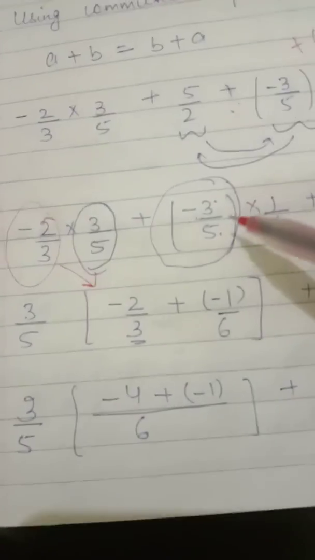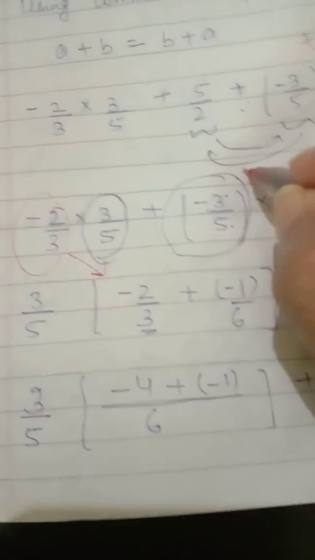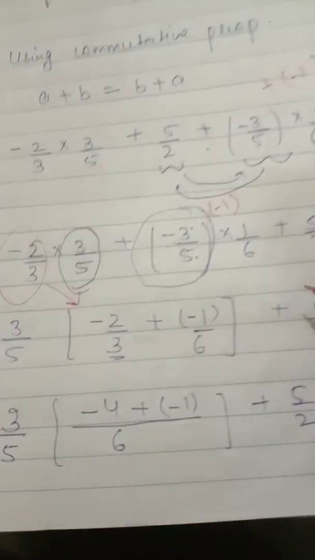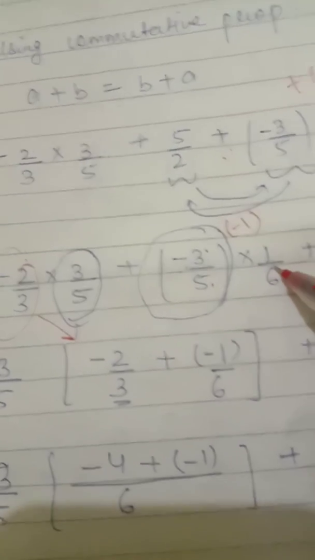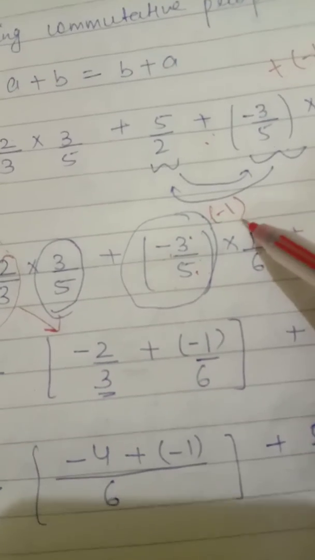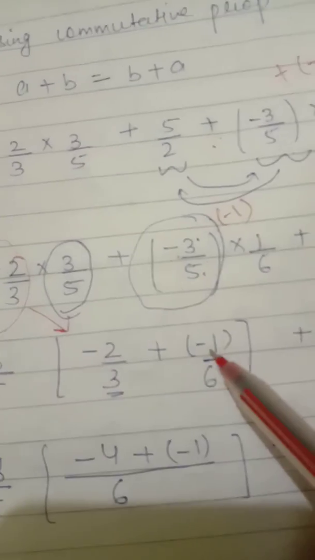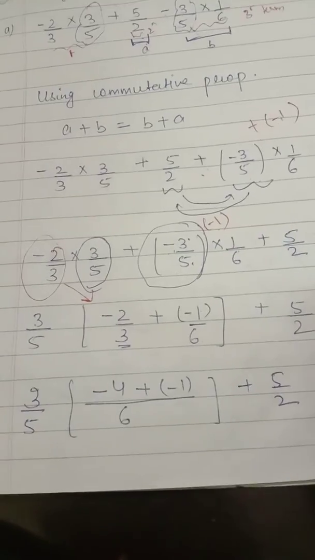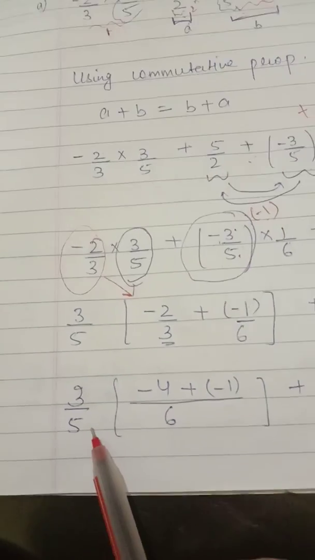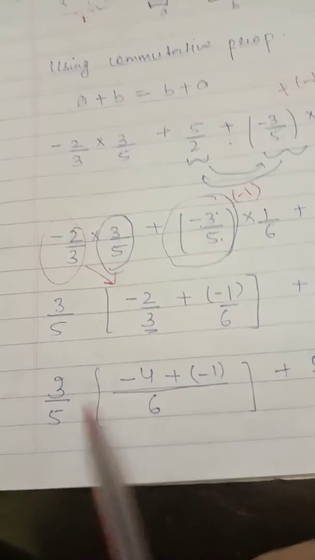So when I take 3 by 5 common here, what is left here? -1 is left here. So when -1 is left here, it will be multiplied by 1 by 6, and then your 1 by 6 becomes -1 by 6, and plus 5 by 2 remains as it is. Now 3 by 5 is your common part.